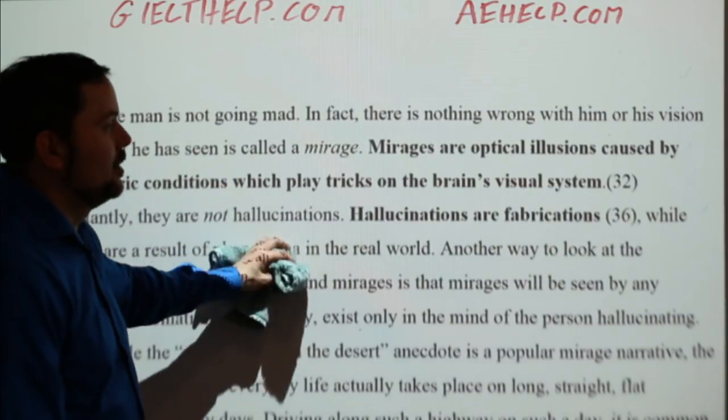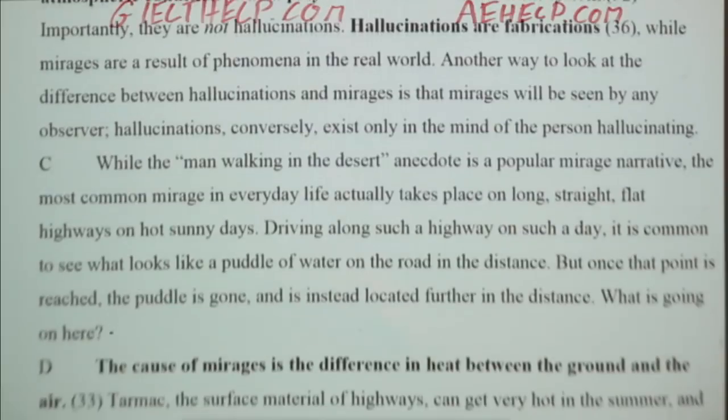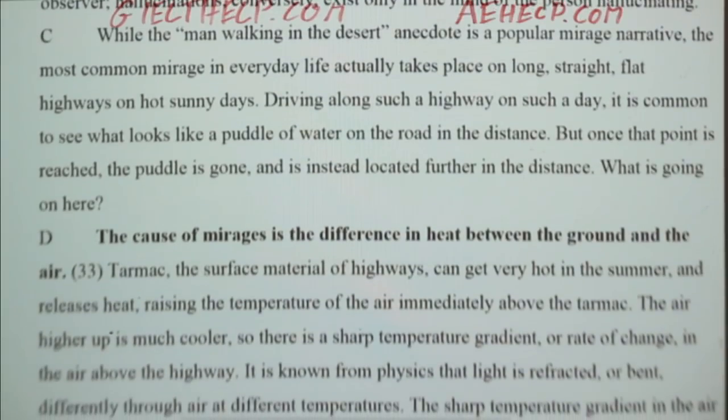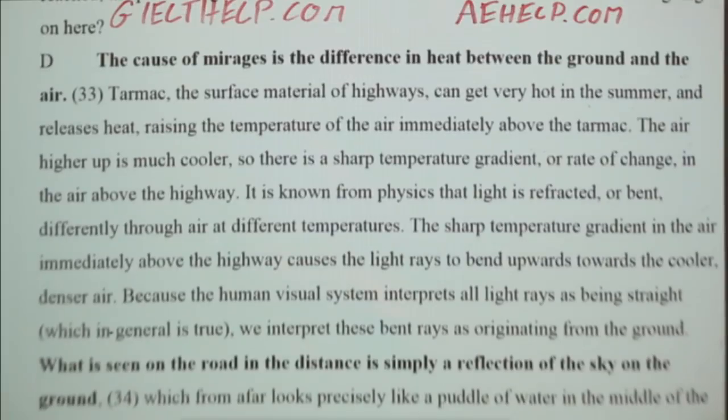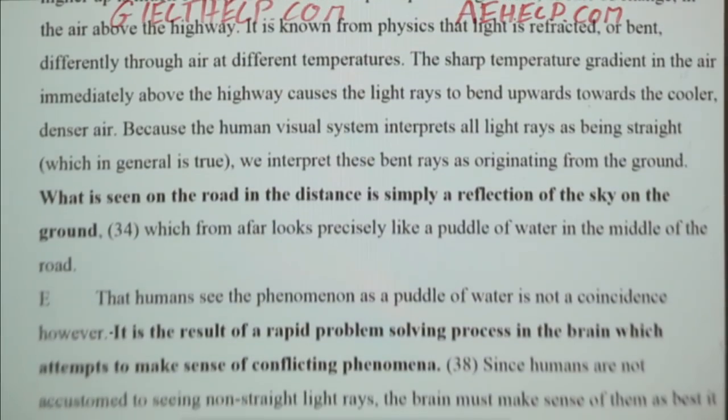Now I remember that I wasn't sure about one of the answers there. So let's see if I can see where, I believe it was number 35, 34.